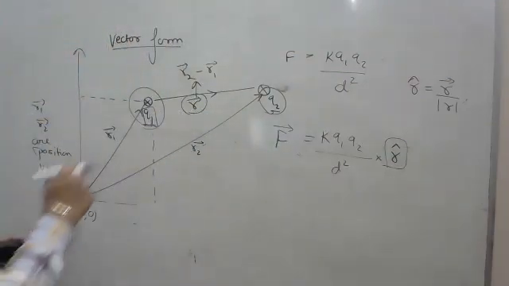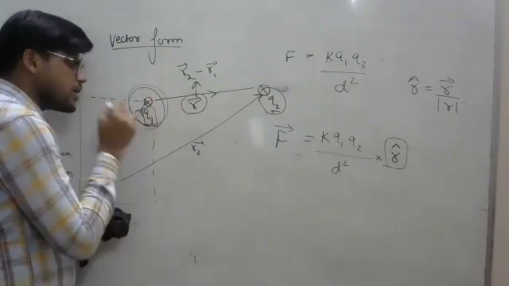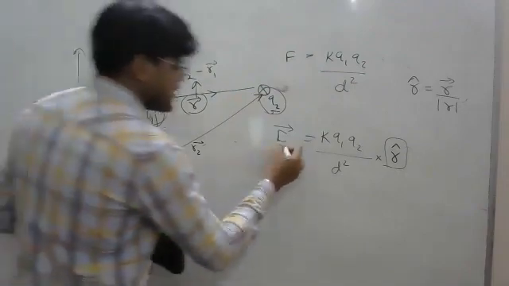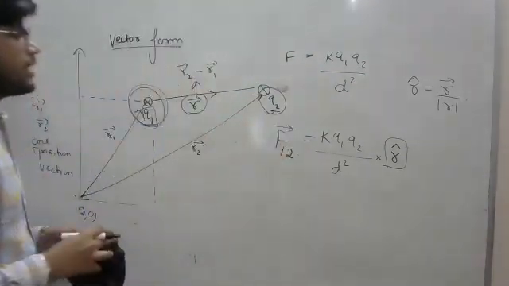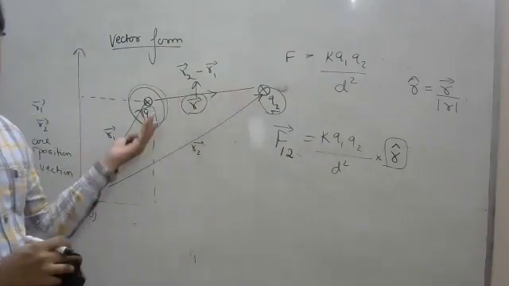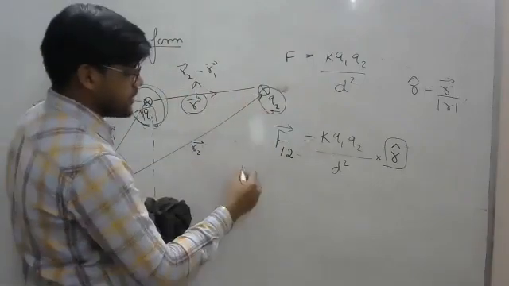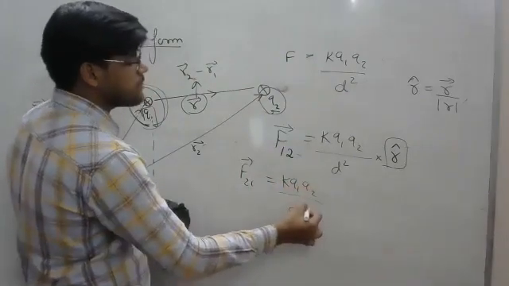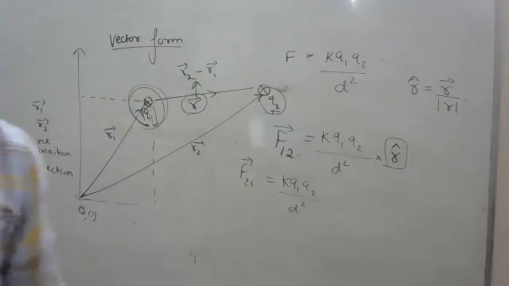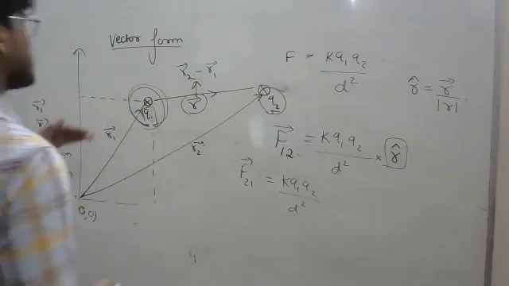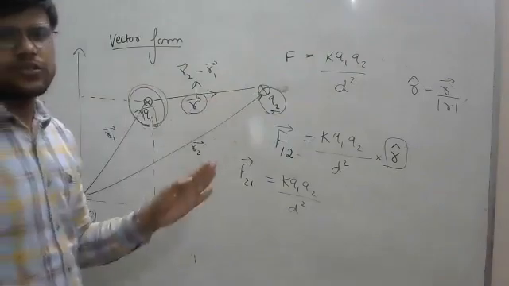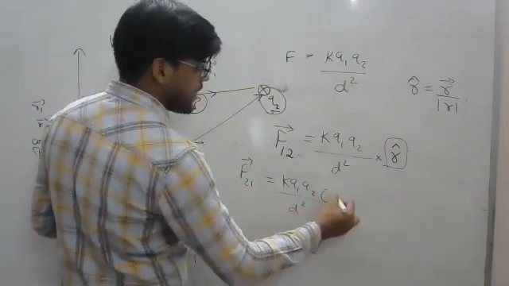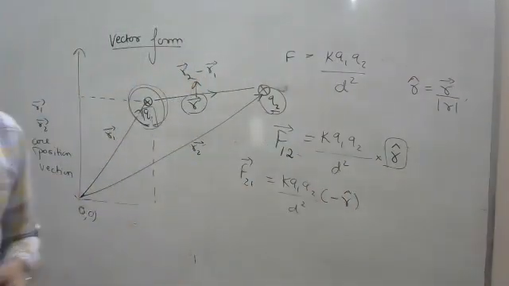So the main concept I want to explain here is, this is force by charge 1 on charge 2. And what would be the force by 2 on 1? The force magnitude remains the same, because the formula is K charge 1 charge 2 upon D square. But the direction will be opposite. Q1 is applying force in this direction, where Q2 will be applying the same force in the opposite direction. So here we should mention minus R. It will be opposite in direction.